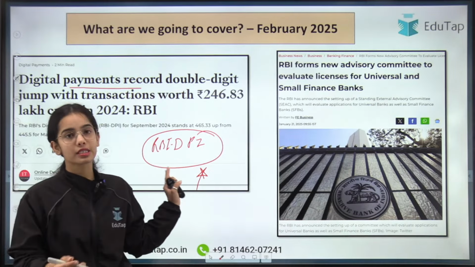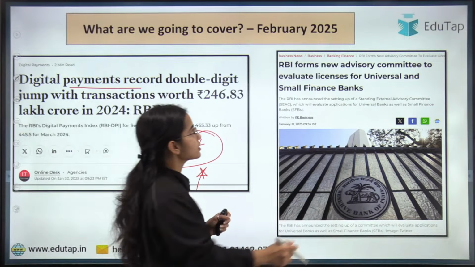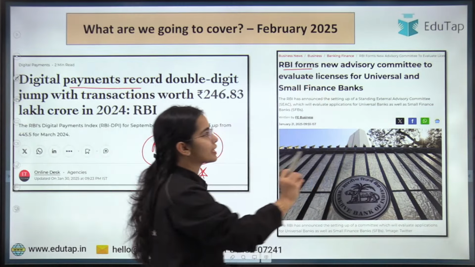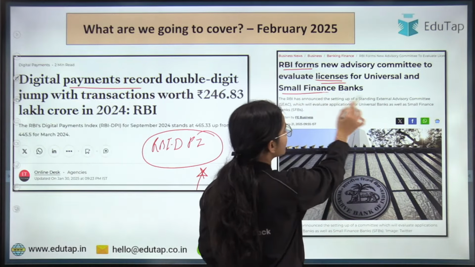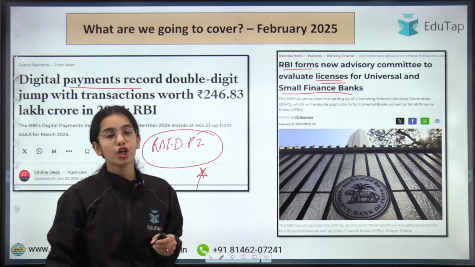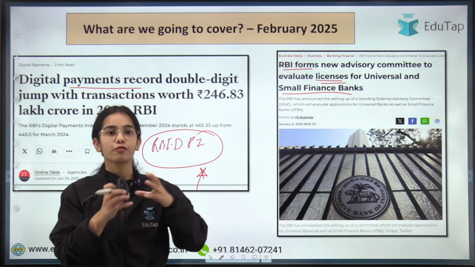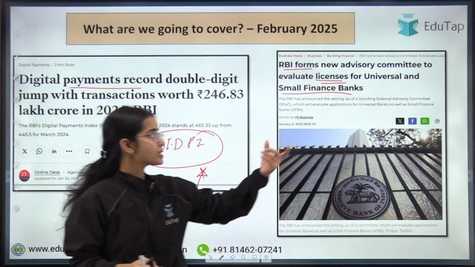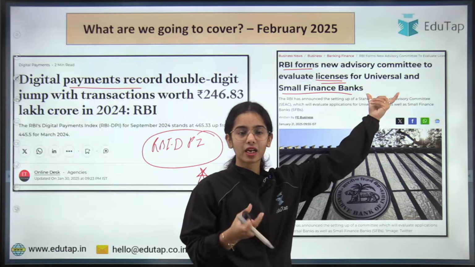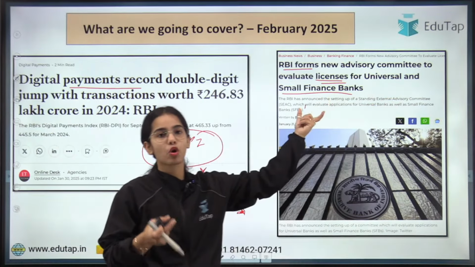So we are going to discuss the RBI DPI in today's session, as well as the new advisory committee the RBI has formed to evaluate the licenses for Universal Banks and Small Finance Banks. So what is this new advisory committee? Who is the chairman? For how many years will this advisory committee work? As well as what is a Universal Bank, the criteria, and we will understand some of the features of the Universal Bank and the Small Finance Bank.